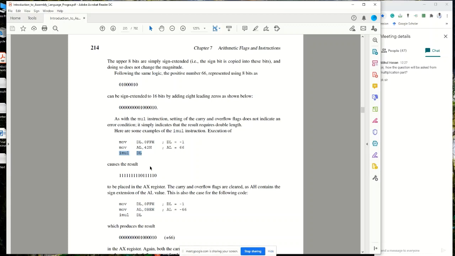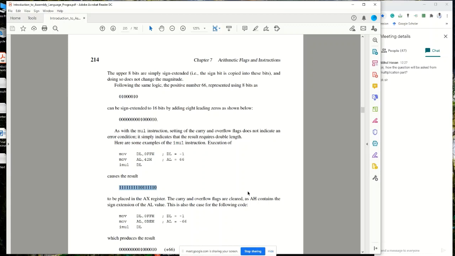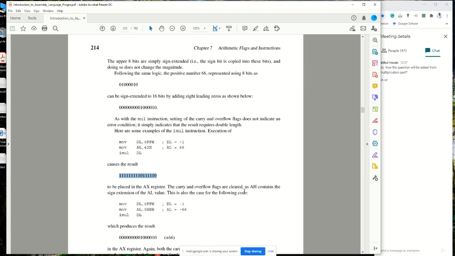Fine. So this number is actually equivalent to -1, and this number is equivalent to +66 in the AL register. So whenever you multiply this, it should be -66, right? -66, and the result will be this. We know that this is -66. Okay. Fine. All right.